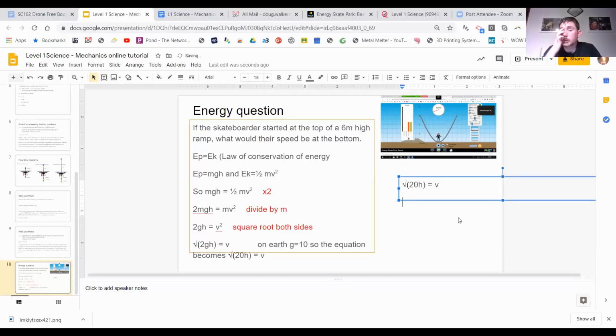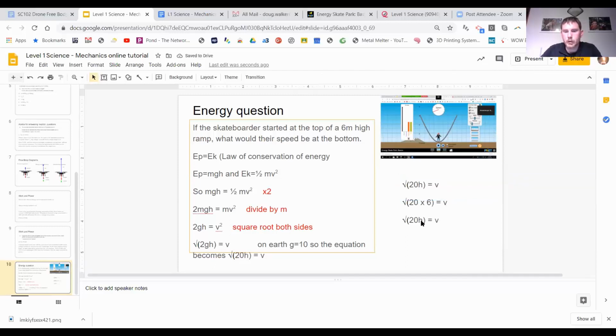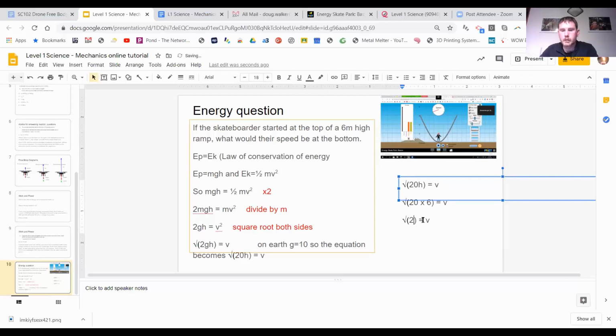And so we know that the height was 6 meters, and so I would be using the guess method. Because I've got everything on the screen here and we're past time, I'm not going to go through the given, unknown, etc. And so what we've got is the square root of 20 times 6 equals v, and so that is just the square root of 120, which gives us our v value.